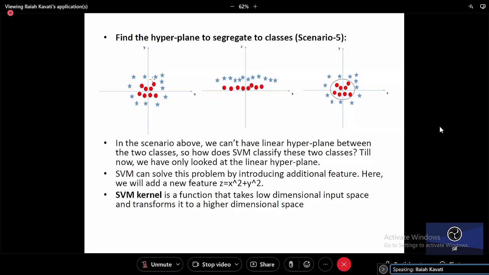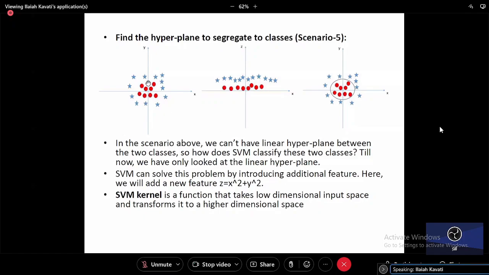So SVM kernel: you can see here in the scenario above, we cannot have a linear hyperplane between the two classes. So how does SVM classify? Till now we have only looked at the linear hyperplane. SVM can solve this problem by introducing an additional feature. Here we will add a new feature, Z, where Z value is equal to x square plus y square.